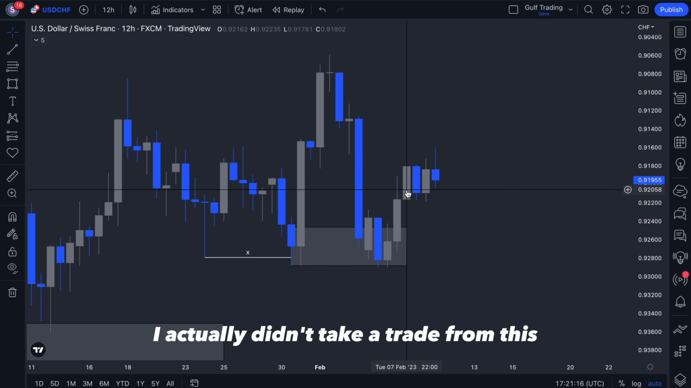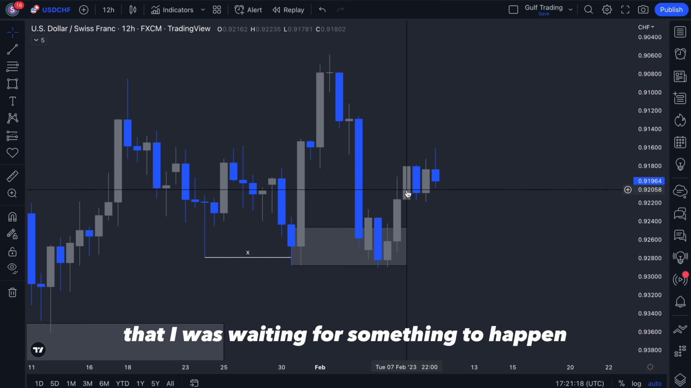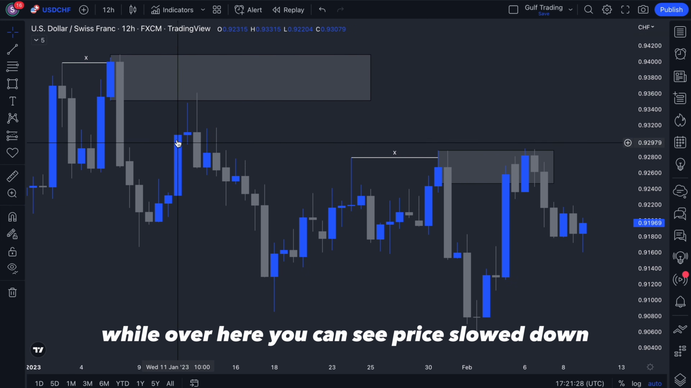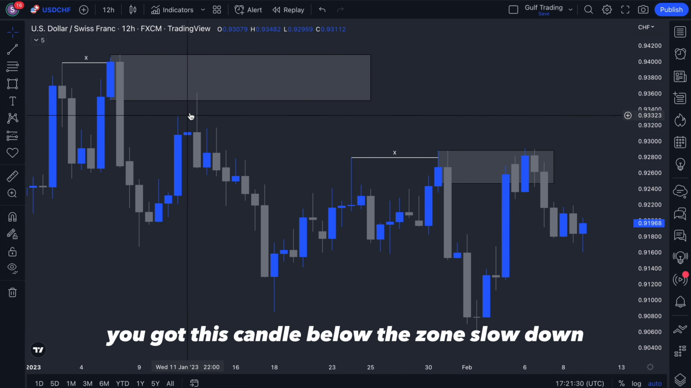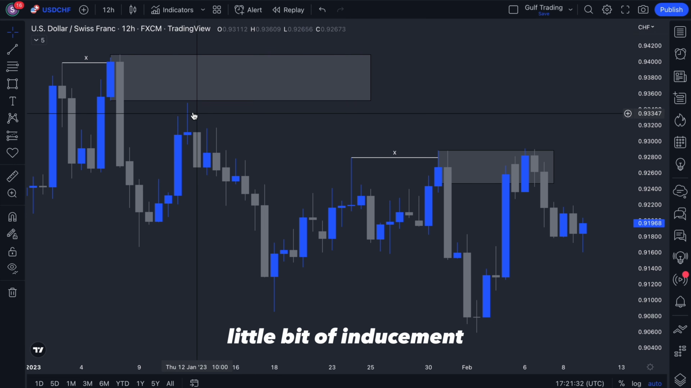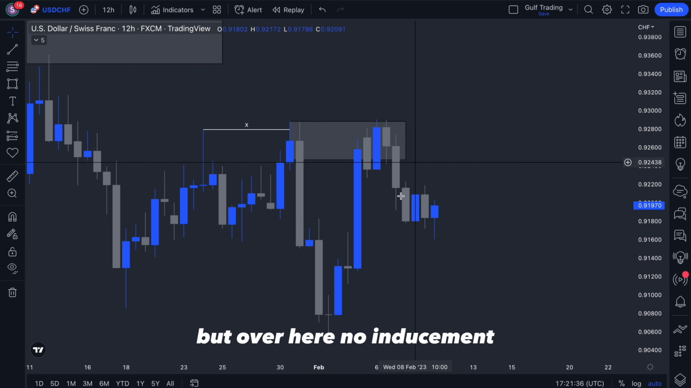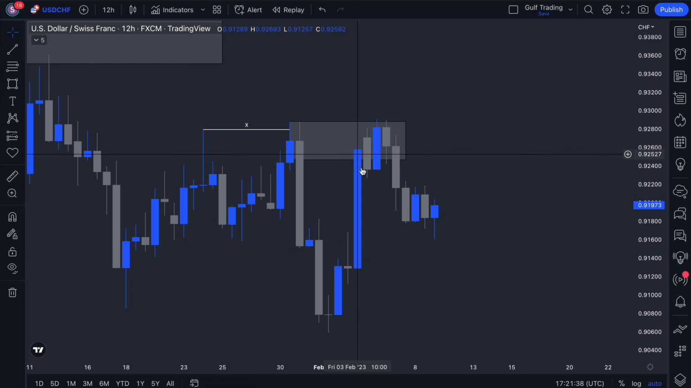And I actually didn't take a trade from this. I sent to the Discord that I was waiting for something to happen, and it didn't happen. Obviously there was no inducement either. While over here you can see price slowed down. You got this candle below the zone, slowed down, a little bit of inducement, and then price pushed in and reversed. But over here, no inducement, the candle pushed straight into the zone and then took it out.